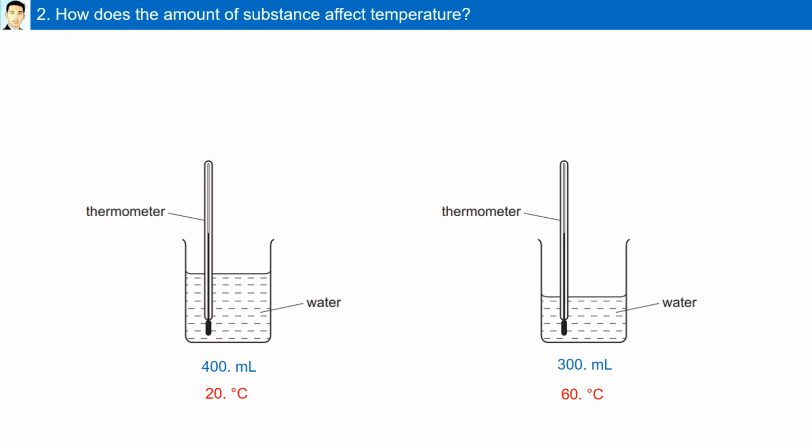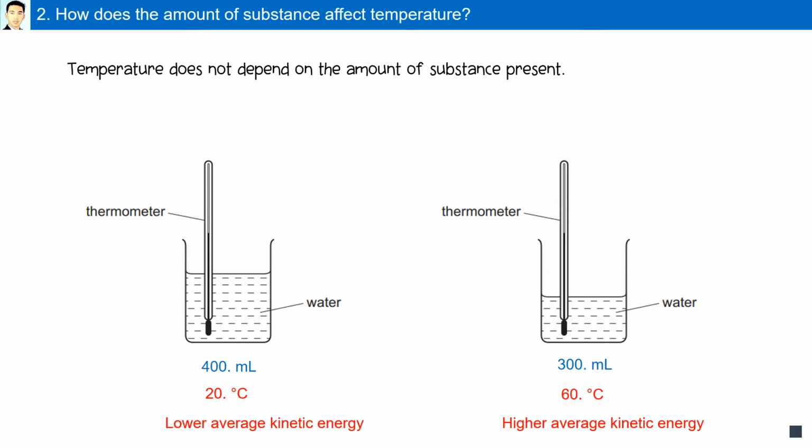How does the amount of substance affect temperature? Here we have two samples, one containing 400 ml at 20 degrees Celsius and the other containing 300 ml at 60 degrees Celsius. It does not matter that the volume is 400 ml. Since it's at a lower temperature, it contains a lower average kinetic energy compared to the one at 60 degrees Celsius, which has a higher average kinetic energy. The temperature, or the average kinetic energy, does not depend on the amount of substance present.